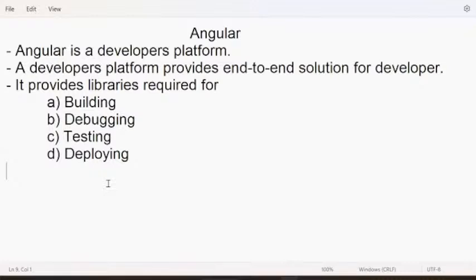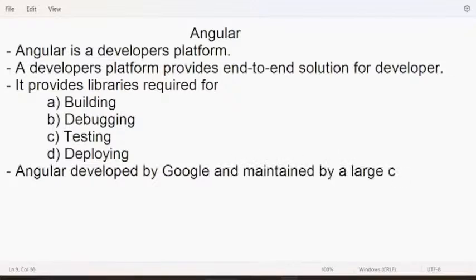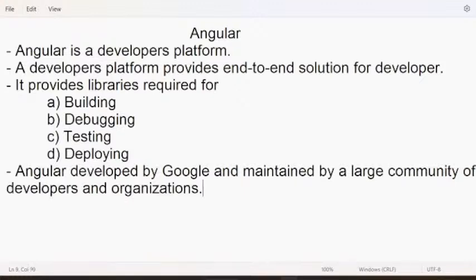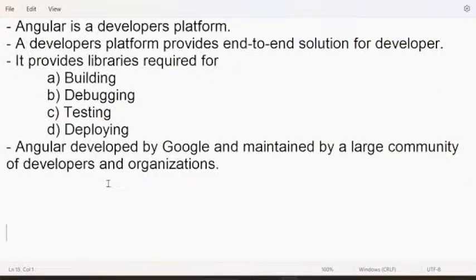Actually, Angular was developed by Google and maintained by a large community of developers and organizations. Angular was developed by Google and it is maintained by a large community of developers and organizations. That means it was originally designed by Google. Angular belongs to Google. But Google made it open source.